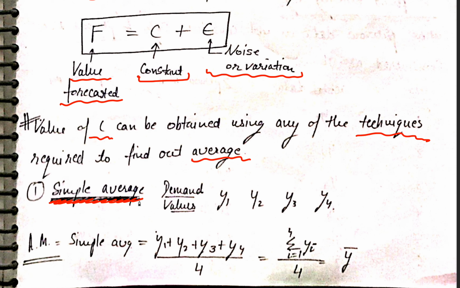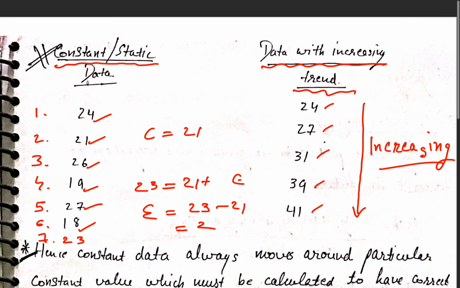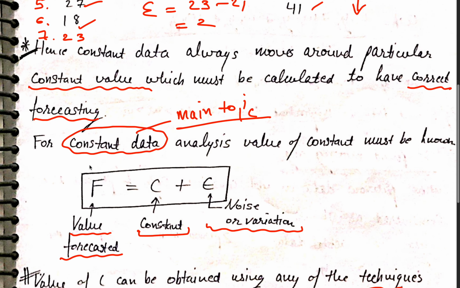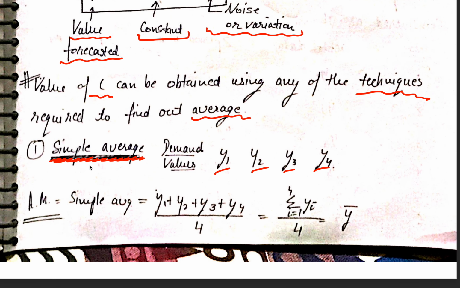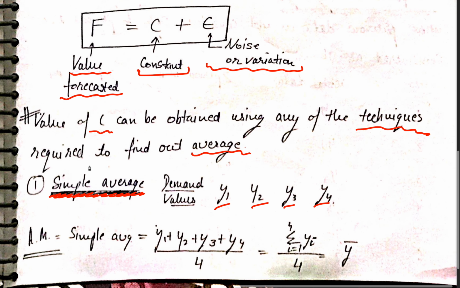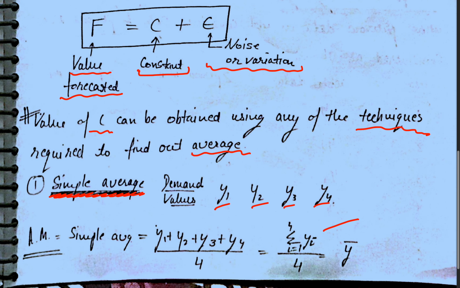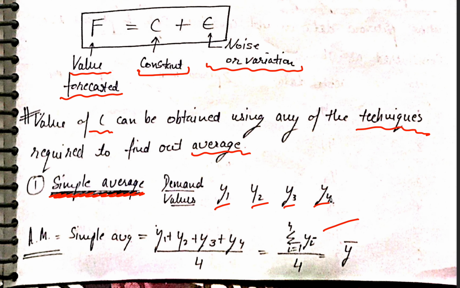This is the first method that I am using to calculate that constant value. Let's say I have demand y1, y2, y3 and y4 that are known to me. These are the known demand, the past data that we have already collected, like the data that we had here, 24, 21. Then what's the simple average? Simple average will be (y1 + y2 + y3 + y4) / 4, or I can write it as sigma of yi from i equal to 1 to 4, divided by 4. This is how we calculate the simple average.